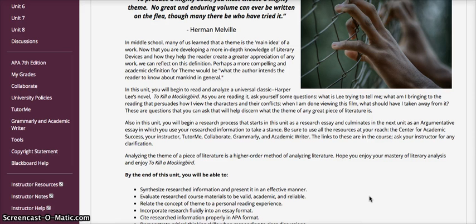Be sure to use all the resources at your reach, such as the Center for Academic Success, your instructor, Tutor Me, Collaborate, Grammarly, and Academic Writer. The links to these are in the course. Ask your instructor for any clarification. So if you need anything like Grammarly and Academic Writer, again, they are here. We have Tutor Me, Collaborate, and also if you go to the discussion board, you can go to Ask My Instructor, and I will be there to answer any of your questions.